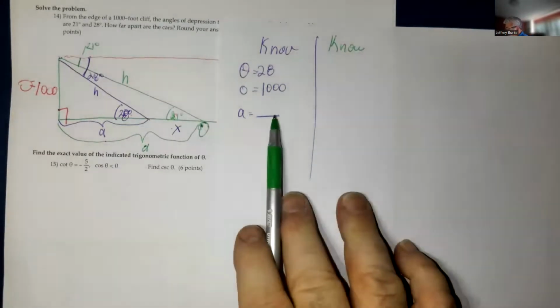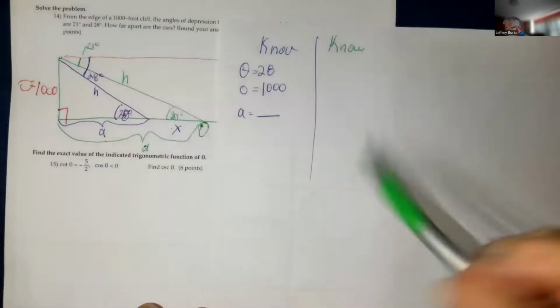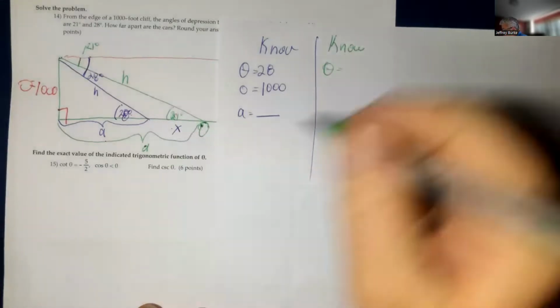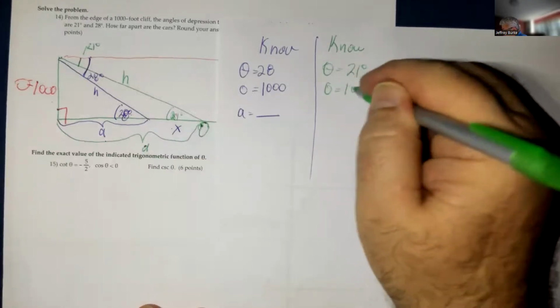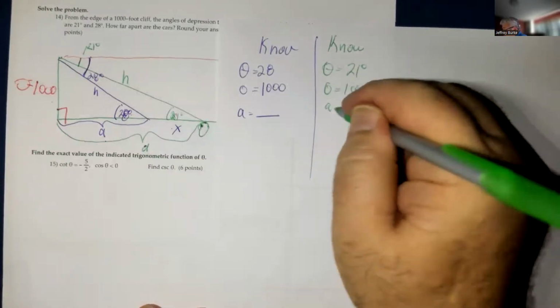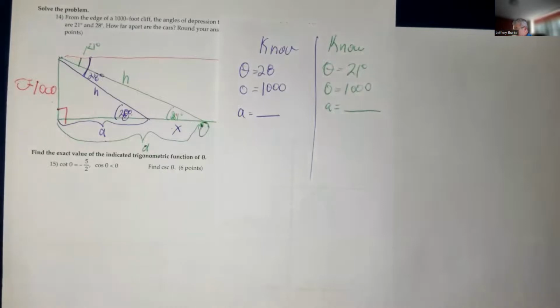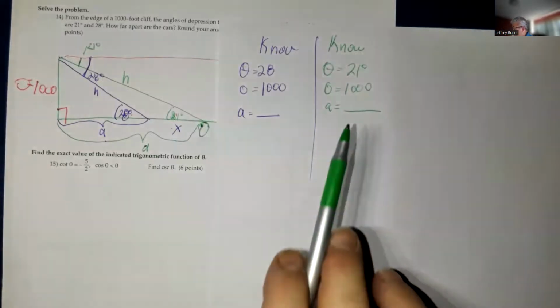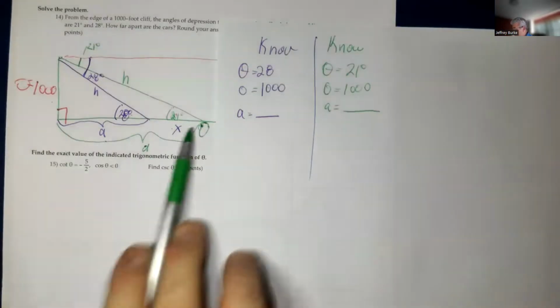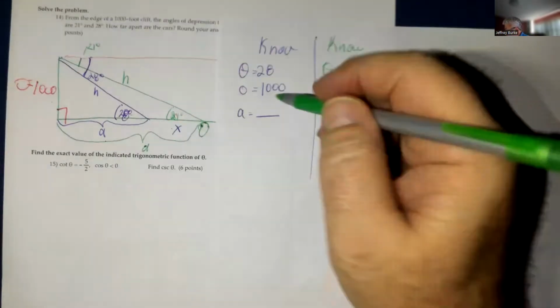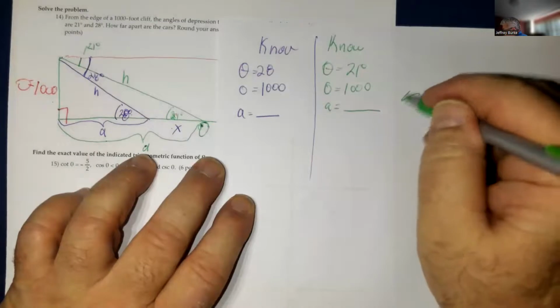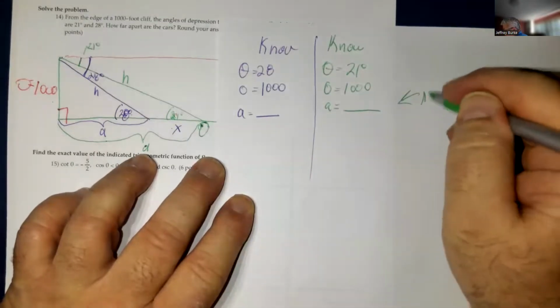Second problem: we know that theta is going to equal 21. We also know the opposite side is going to equal 1,000. That's not going to change. But we don't know this adjacent either. What's going to happen is we're going to take this larger adjacent side, subtract the smaller adjacent side, and then we're going to have our answer. So we're going to find these. By the way, for this part here, this is what we need.